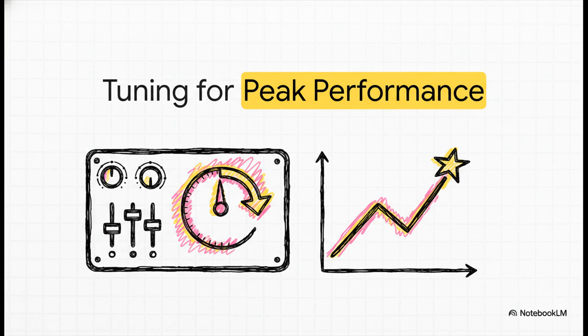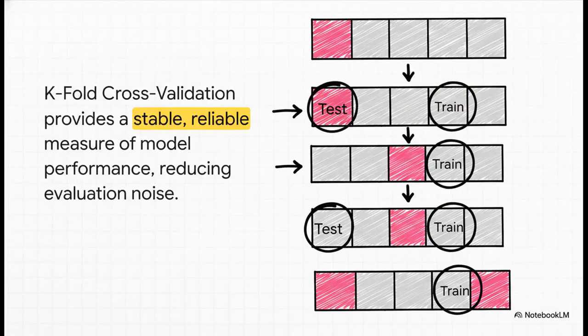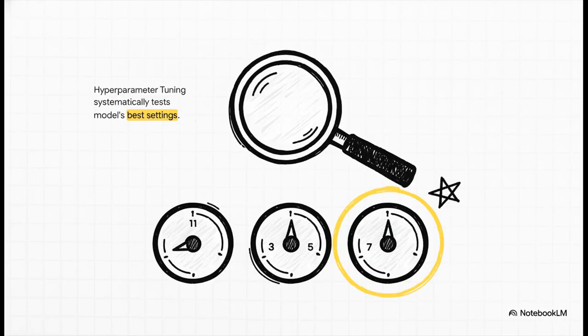Now let's crank up the performance. We use something called k-fold cross-validation. It's how you get a performance score you can actually trust. Next up is tuning. Think of it like dialing in the perfect settings to find that performance sweet spot.